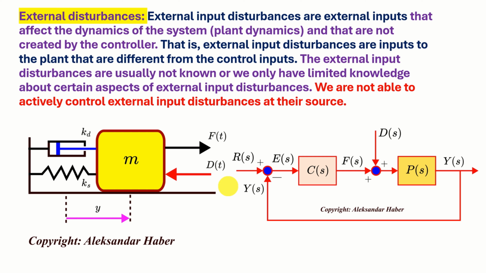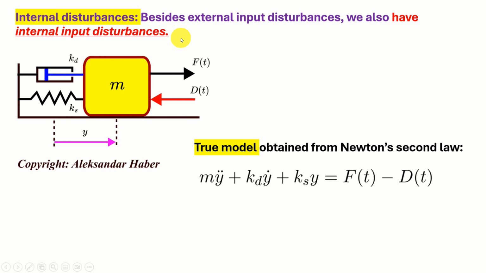In this particular case, the control objective can be to control the position of the mass, where the position or the displacement of the mass from its equilibrium position is denoted by y. Besides external input disturbances, we also have internal input disturbances. And before we state a formal definition of the internal input disturbances, let's first give this example.